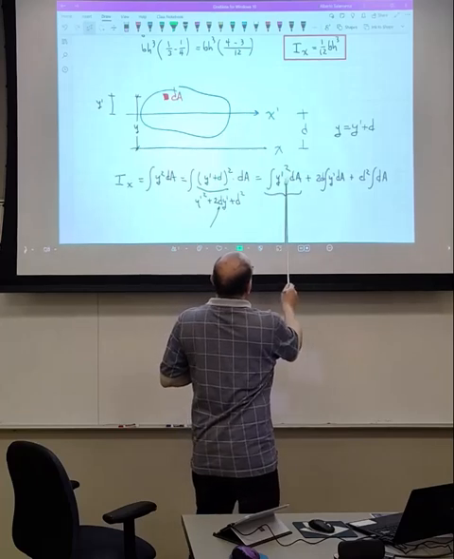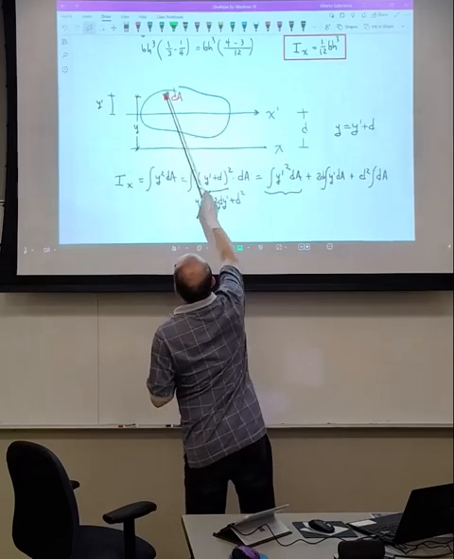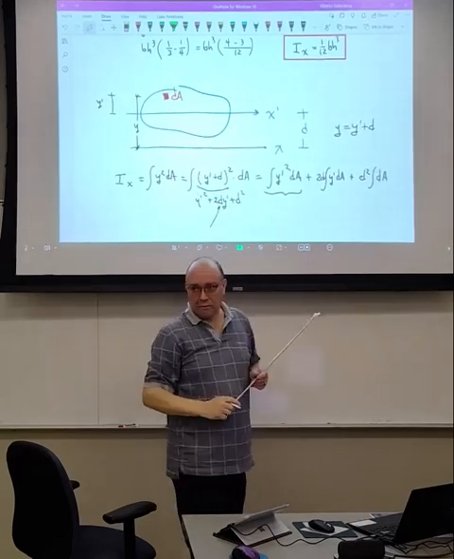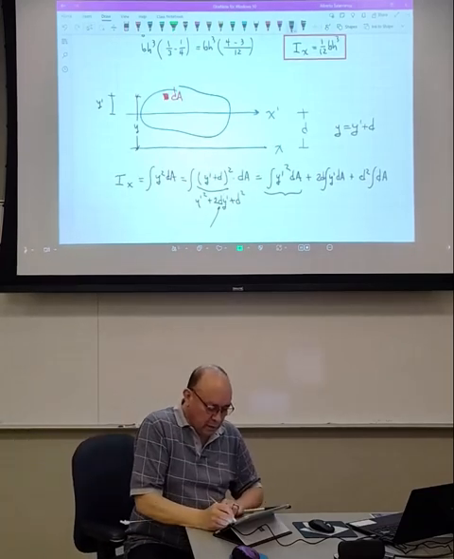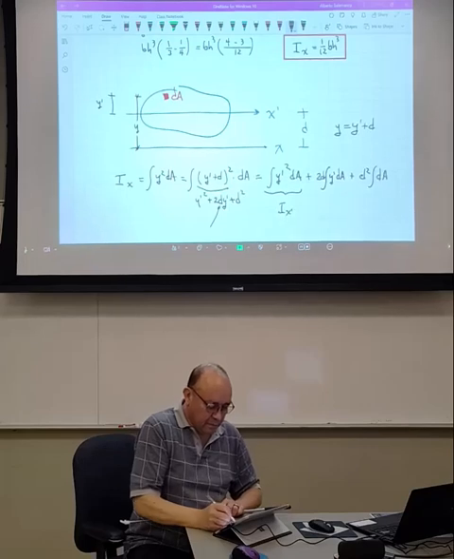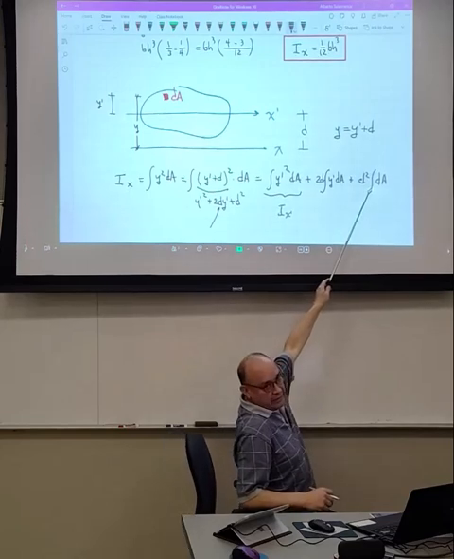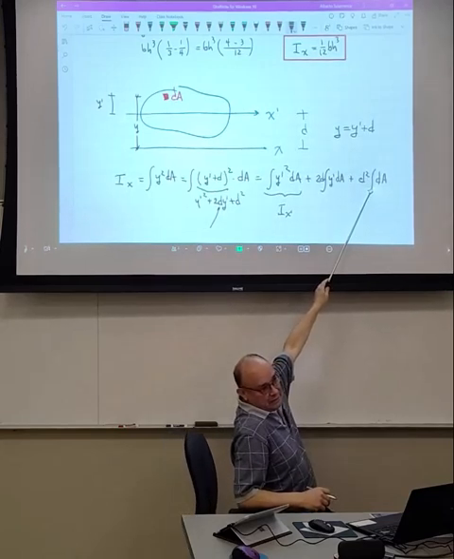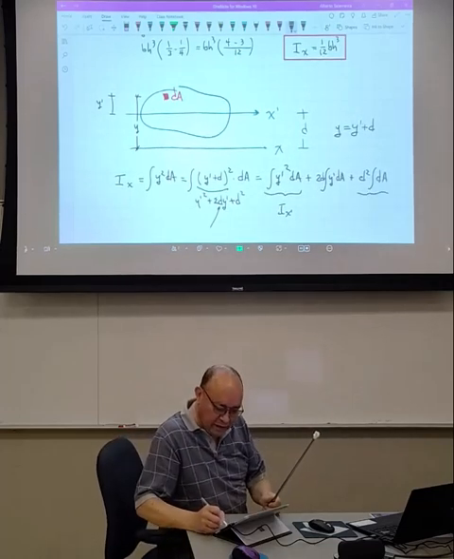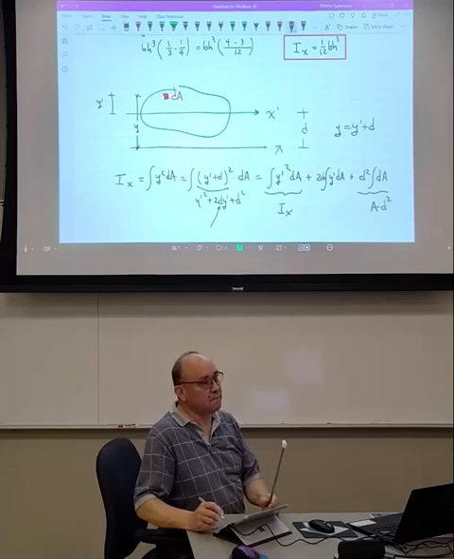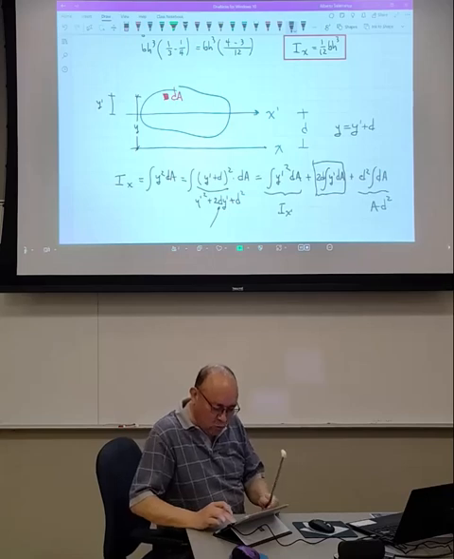Is this clear that this is the moment of inertia with respect to this axis? See, y prime, so this times dA. Let me put it here. This is I x prime. What is the integral of dA? A. So this is A d squared, right? And what is this part, just y prime dA?